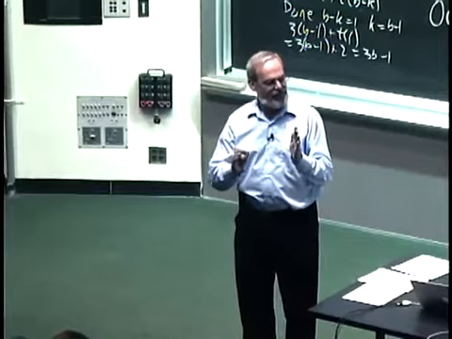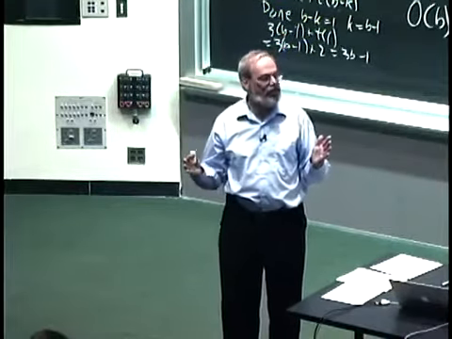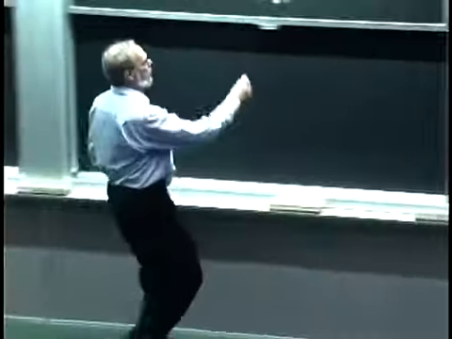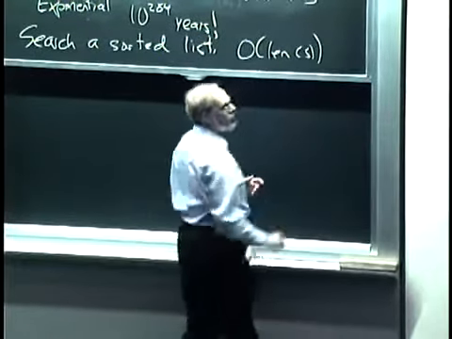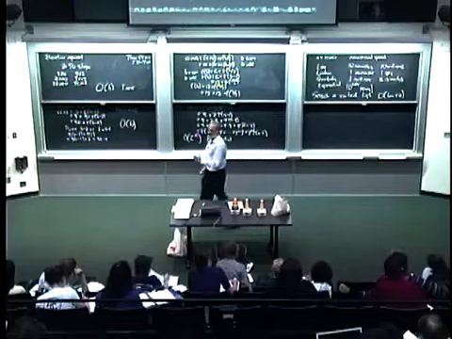One of the things I didn't say, which was sort of implicit here, is what is the thing I'm measuring the size of the problem in? What's the size of the list? If I'm walking down the list, this is probably order of the length of the list, because I'm looking at each element once.